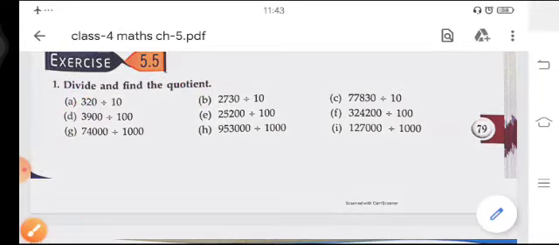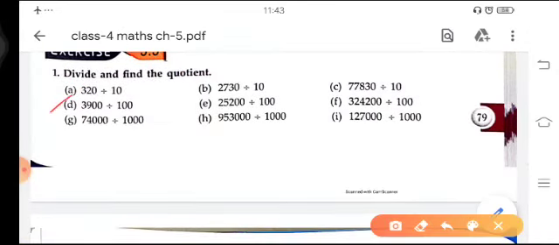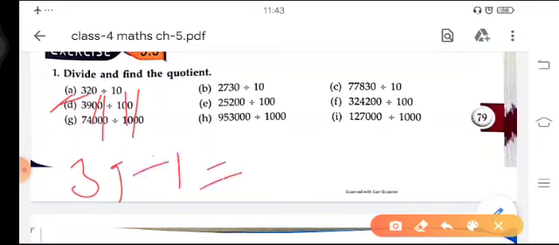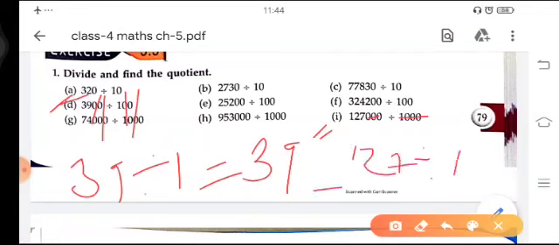If we see the other part, that is the D part. In this question also we have to divide 3900 by 100. So in 100 there are 2 zeros. We will cancel 2 zeros and we are getting 39 divided by 1. Again our answer will be 39. Okay, if you see the I part, in this one we have to divide by 1000. So in 1000 there are 3 zeros. We will cancel the 3 zeros and we will get 127 divided by 1. And again our answer will be 127 itself.